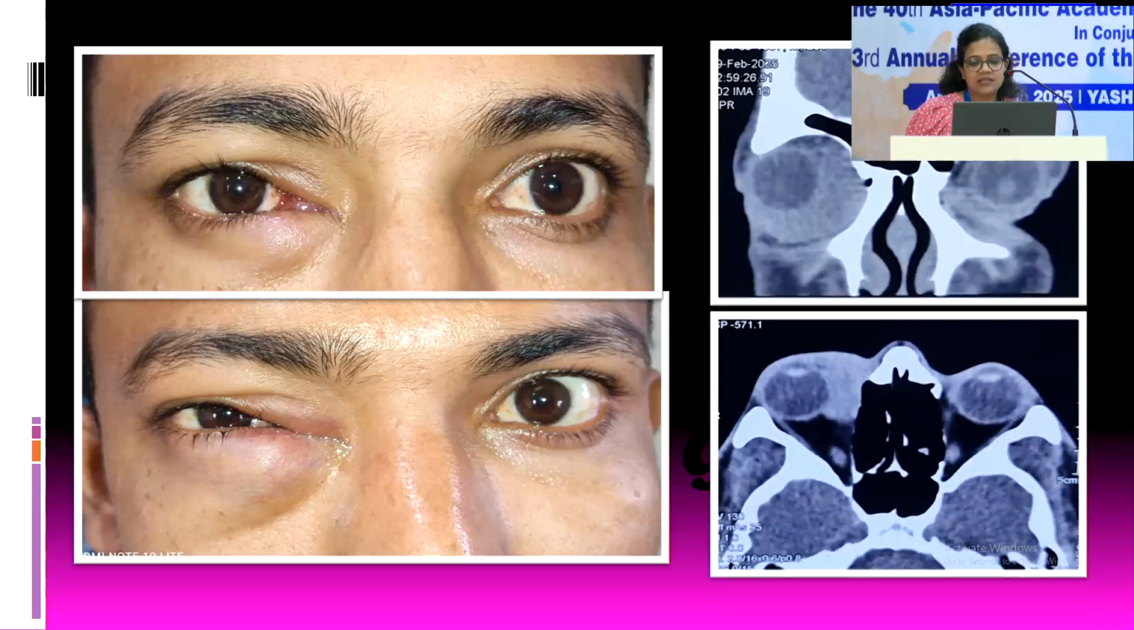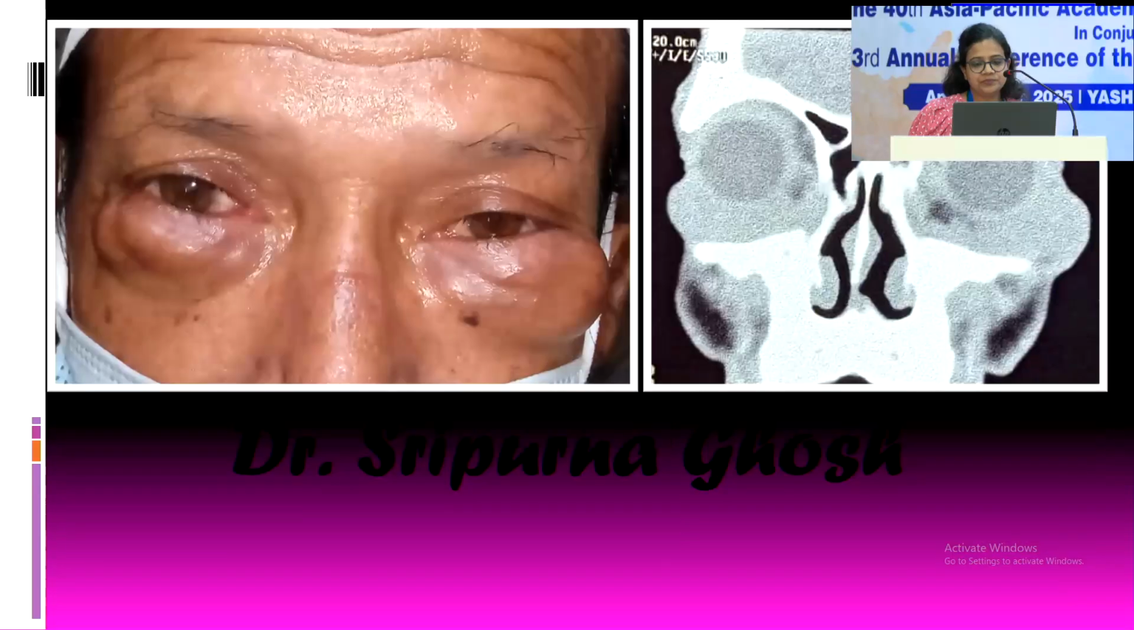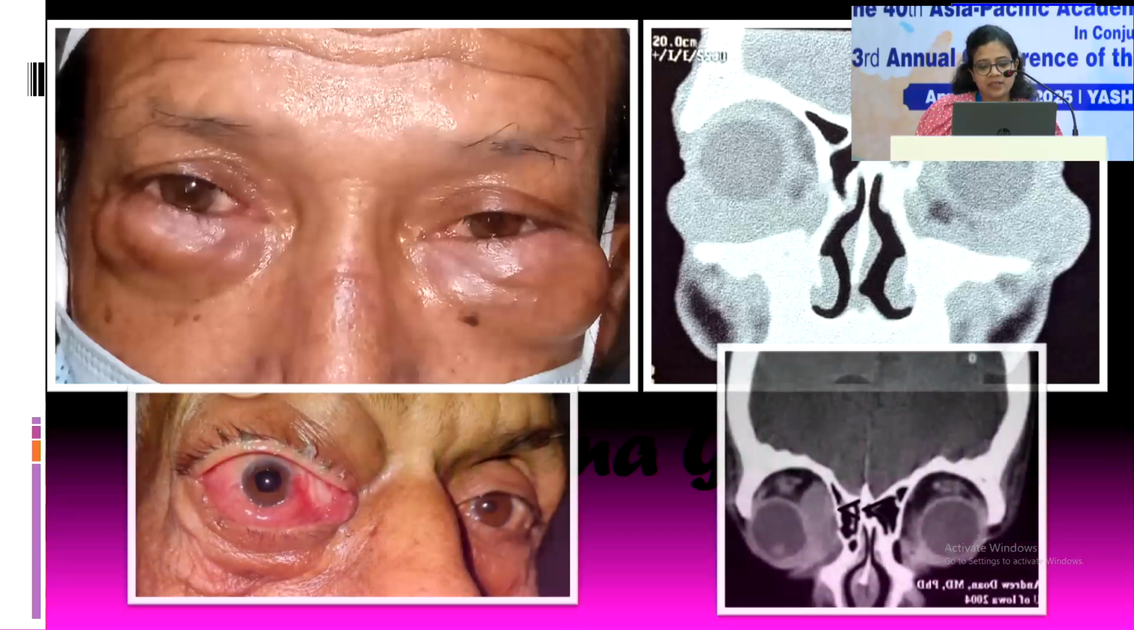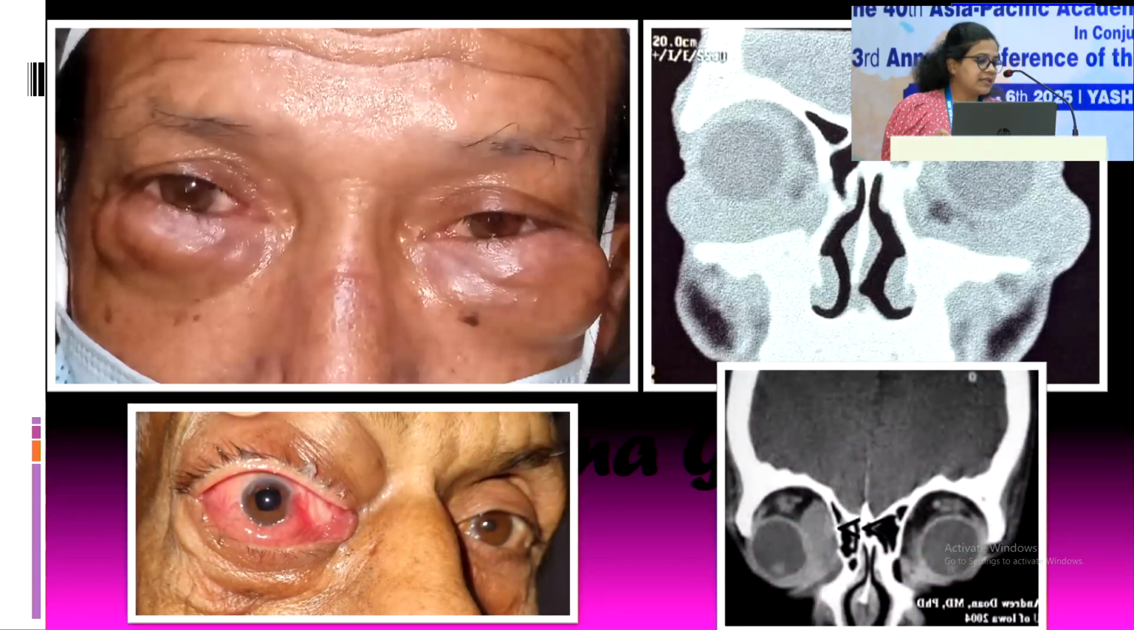This was a case of lymphoma. We can see the mass surrounding the globe, but not pushing it. Similar case, bilateral involvement of the orbital fat. Here the salmon pink appearance can clearly be seen in this man.